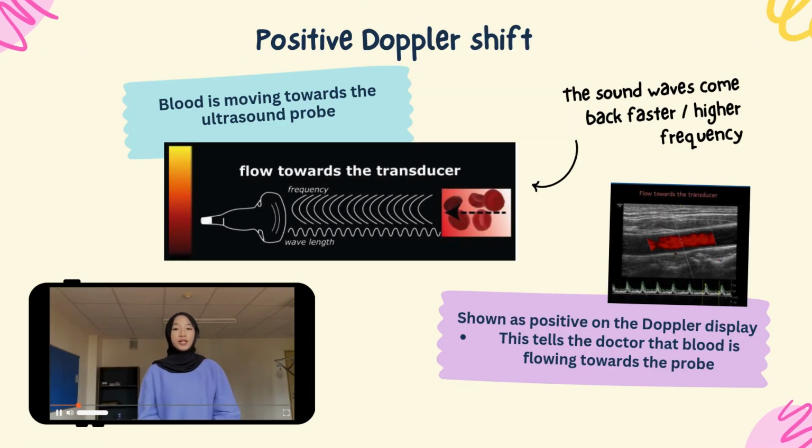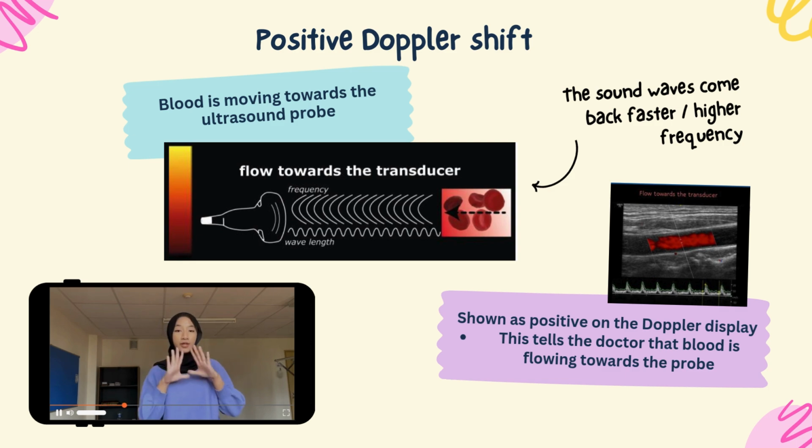Next, I will explain about a positive Doppler shift. A positive Doppler shift occurs when blood is moving towards the ultrasound probe, also known as the transducer. As the blood cell moves closer, the reflected sound wave returns to the probe faster with a higher frequency. This increase in frequency is detected by the ultrasound machine.